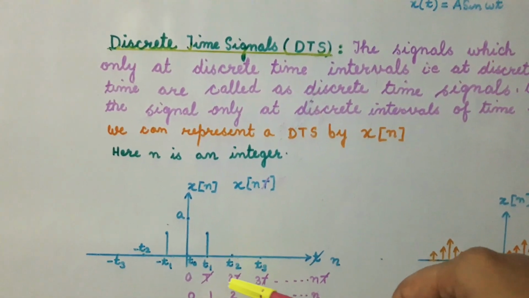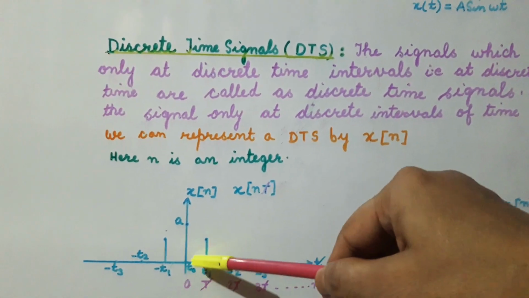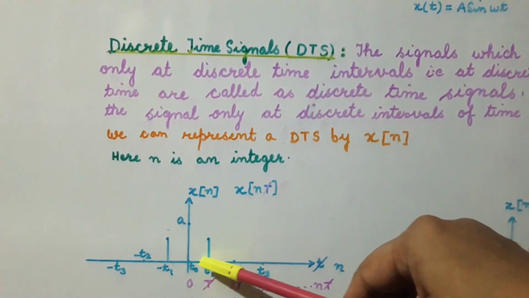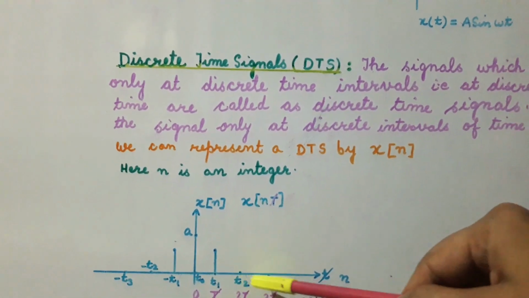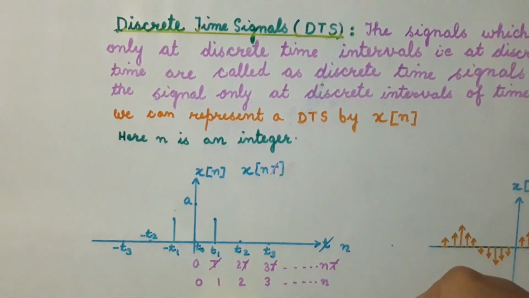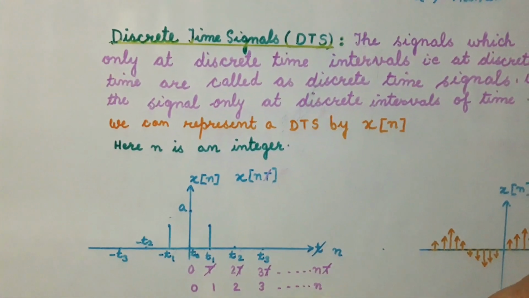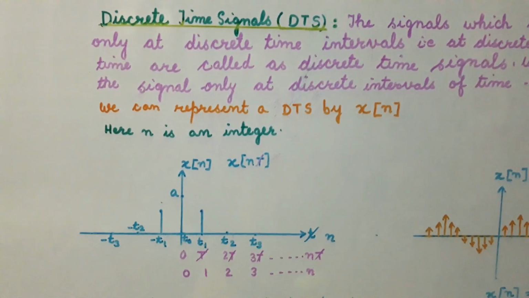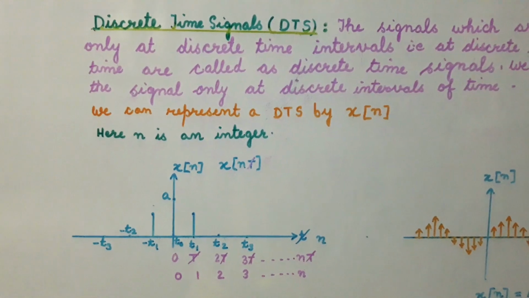Now let us denote the time interval between t1 and t0 by delta T. That is, delta T is the time interval between t1 and t0, t2 and t1, t3 and t2 and so on. So we can write delta T as t1 minus t0. Then t2 minus t1 is also delta T, t3 minus t2 is also delta T and so on. Now this delta T may be the same in each case.